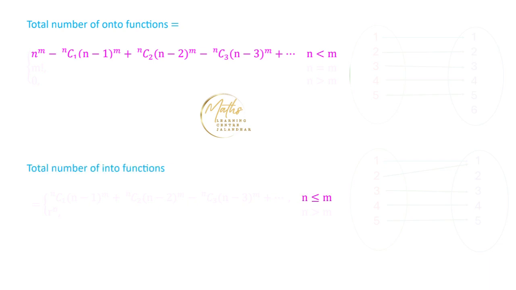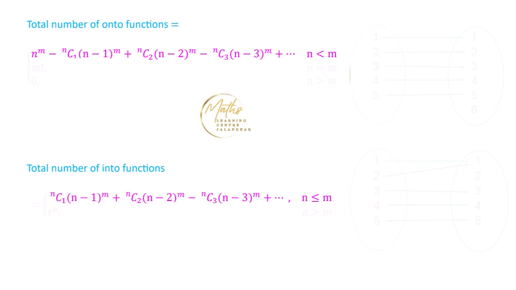Now to sum up, the total number of onto functions when n is less than m is given by this formula. And the total number of into functions when n is less than m is given by this formula.